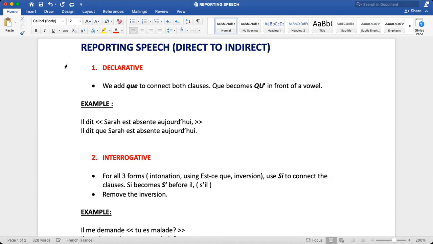So for declarative sentences, we add que between two clauses, to connect both clauses. Que becomes qu' in front of a vowel. So, example is il dit, Sarah est absente aujourd'hui. Il dit que Sarah est absente aujourd'hui. I hope the first one is clear.